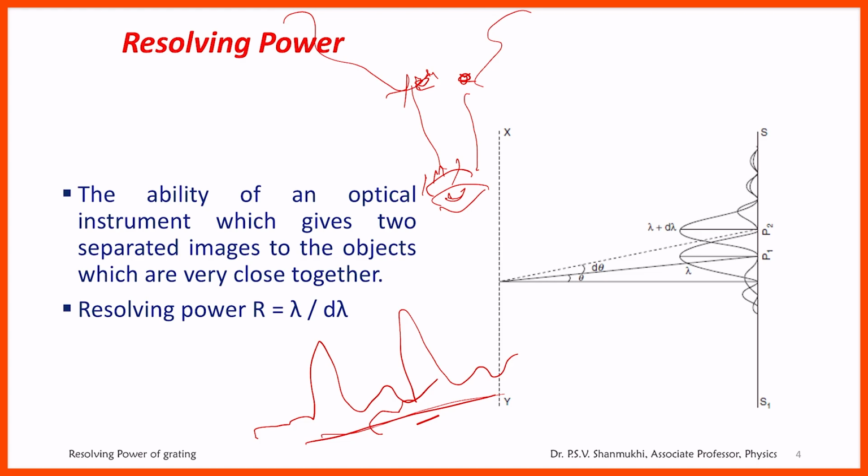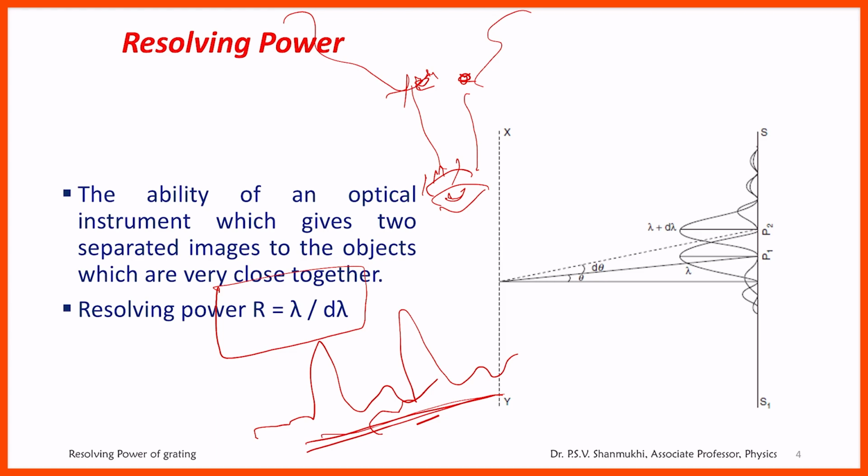Anyhow, there are so many optical instruments, and all optical instruments have resolving powers. Even in the mobile phones we use nowadays, on the backside there is a camera, and that camera has some resolving power. More resolution means it is automatically more costly. The resolving power is a very essential feature nowadays to get clear pictures. Generally, the resolving power R is given by lambda by d lambda.